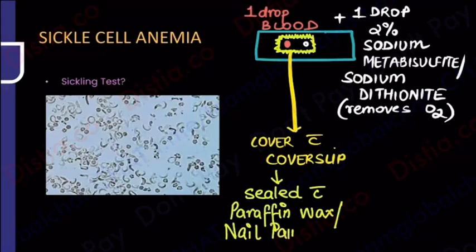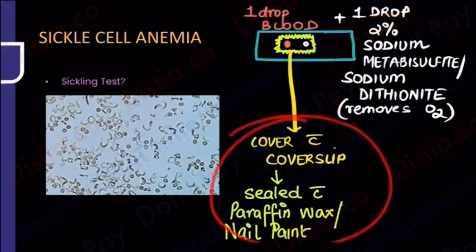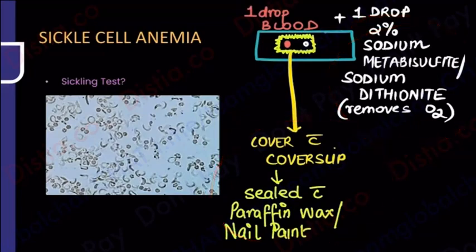Nail polish or nail paint, either way the concept is that you need to seal the surroundings so that no oxygen from the air can come in. So now I have taken all the air inside by this chemical, and I have blocked all the air from outside. Now will that cell have to show its true colors? Yes. And I saw that all these cells had started turning sickled.